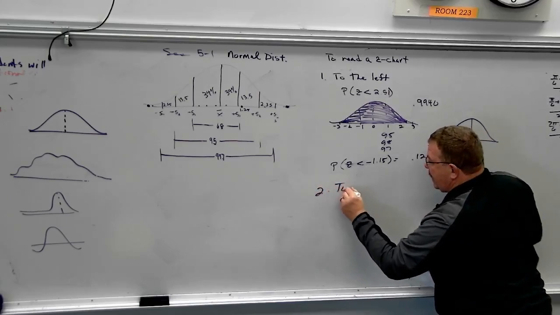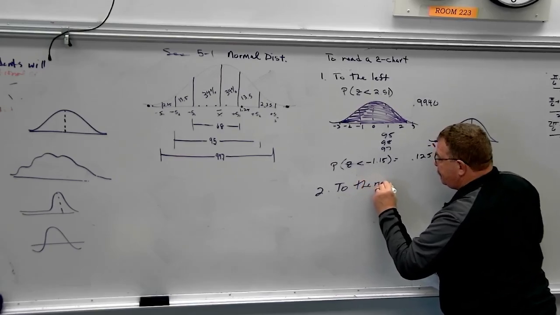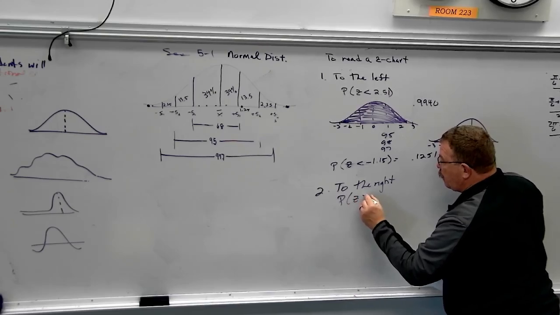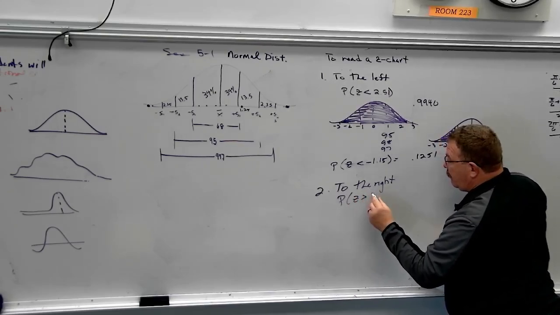Okay, let's go to the right. Here we go. Z greater than 3.01.